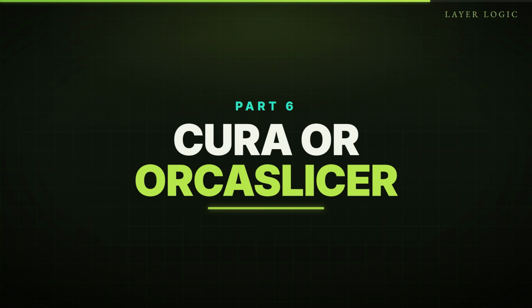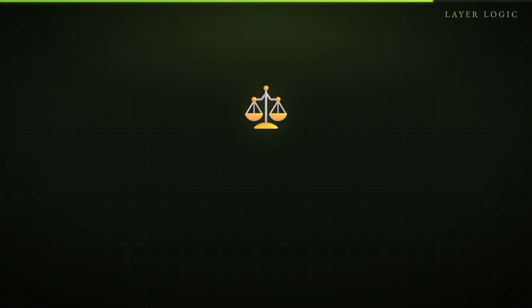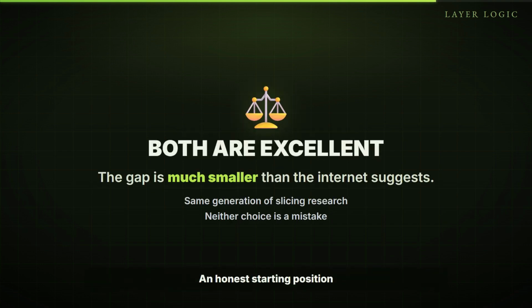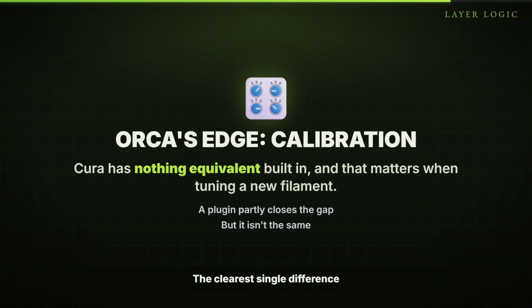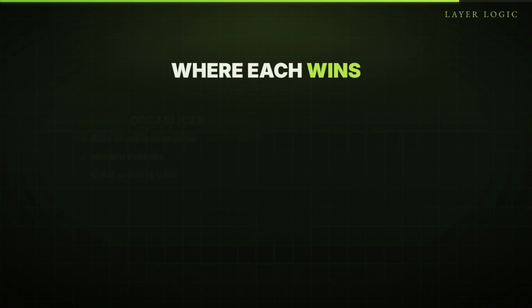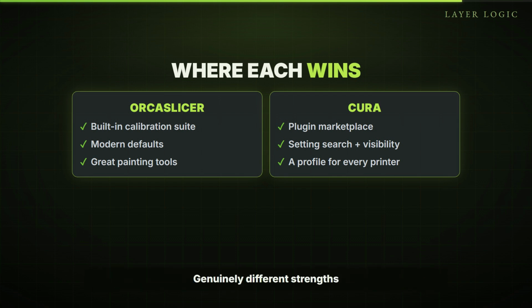Chapter 6: Cura or OrcaSlicer. The honest answer is that both are excellent, and the gap is much smaller than the internet suggests. They are both descended from the same generation of slicing research. Orca's advantage is the built-in calibration suite. Cura has nothing equivalent, and that genuinely matters if you are tuning a new filament. Cura's advantages are the plugin marketplace, the setting search and visibility system, and the fact that almost every printer ever made has a Cura profile somewhere.